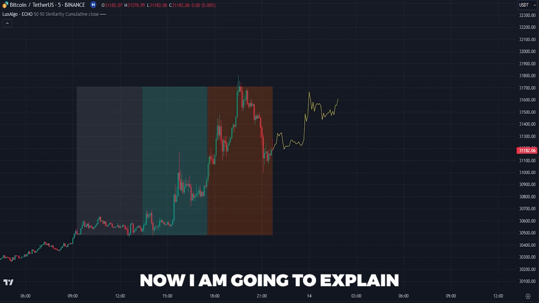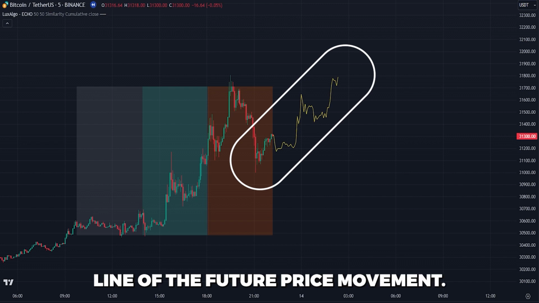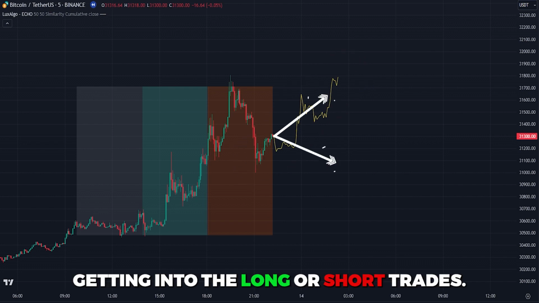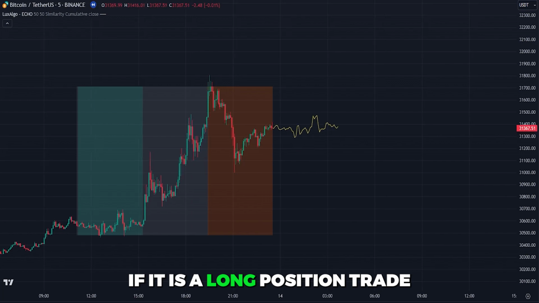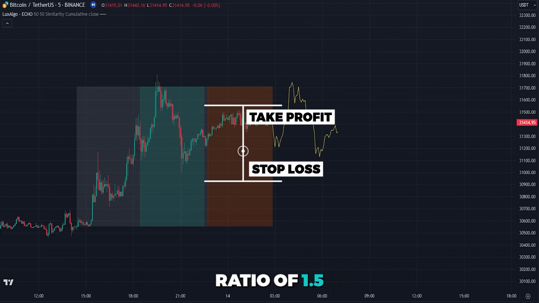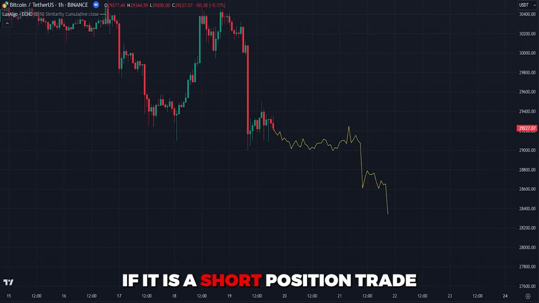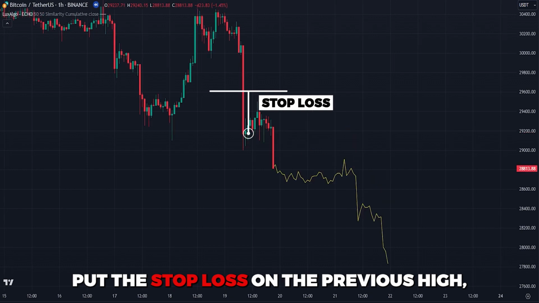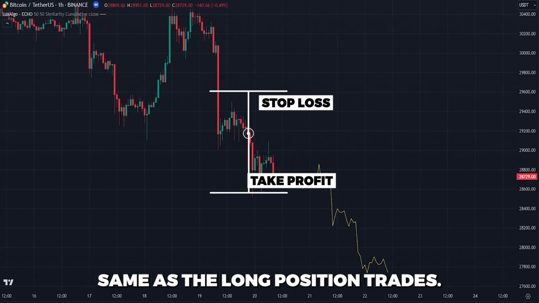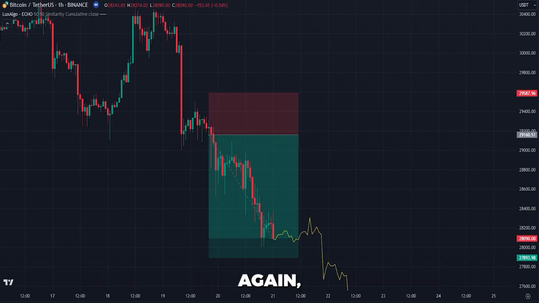Now, I am going to explain how to use this indicator in trading. The simplest way is to get into long or short trades based on the forecast traceline of the future price movement. If it is a long position trade, put the stop loss on the previous low, and take profit is supposed to be a risk-reward ratio of 1.5. Quite interestingly, it shows good accuracy of the forecast. On the other hand, if it is a short position trade, put the stop loss on the previous high. Same as the long position trades, set the take profit on a 1.5 risk-reward ratio. As expected again, the candle moved based on the pattern that it forecasted.